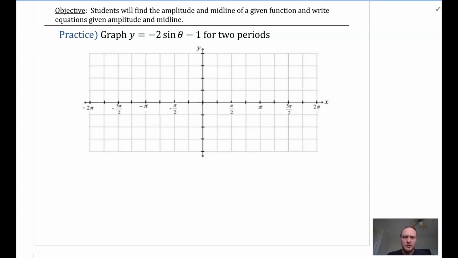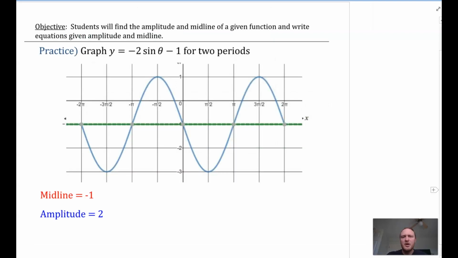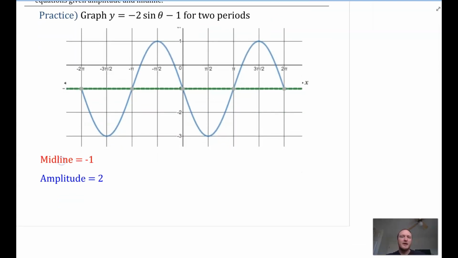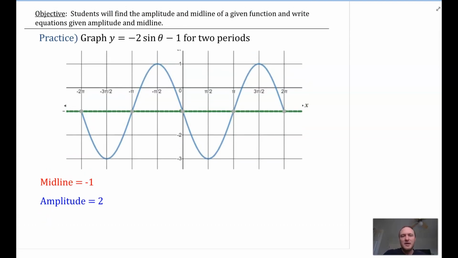Here is the solution. You have an amplitude of 2 and a midline of -1. So you shift down 1, and then your maximum is 2 units up, and your minimum is 2 units down. Now it's a sine function, so where do we start? Well, we're going to start on the midline at -1. And then instead of going up, I have a flip, I have a reflection. So I'm going to go down to the minimum first.